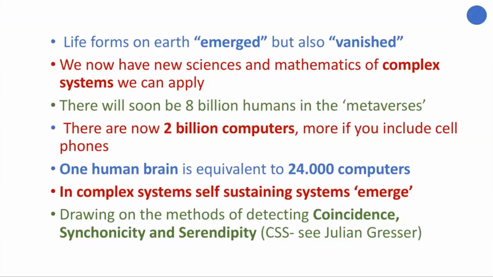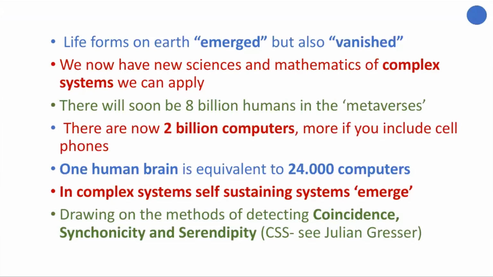So just to frame this, there will soon be 8 billion humans in the metaverses. I'm not saying 8 billion humans are online yet, but certainly the metaverse is being designed so that every human could have access to the metaverse. I looked up the current count. There are 2 billion computers, and that doesn't include cell phones. And then, ironically, in brain science, one human brain is equivalent to 24,000 computers.